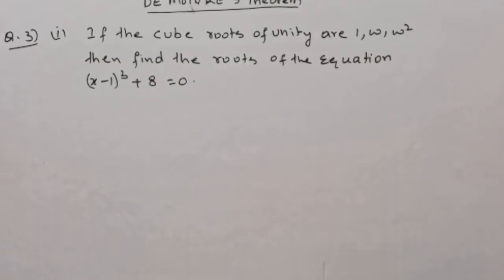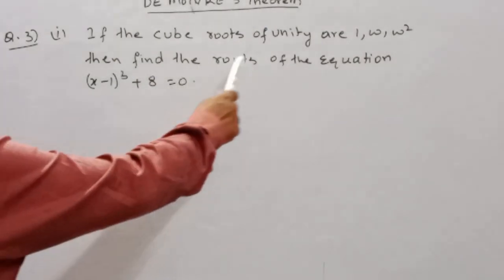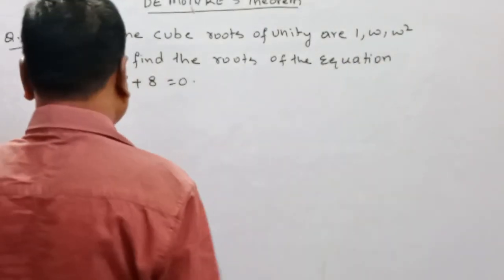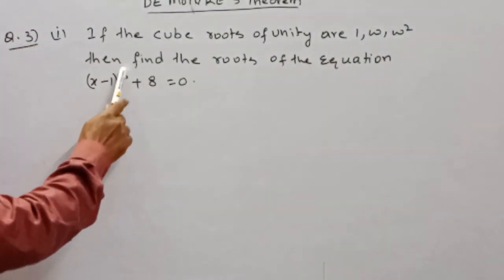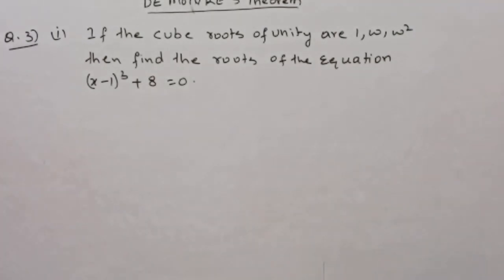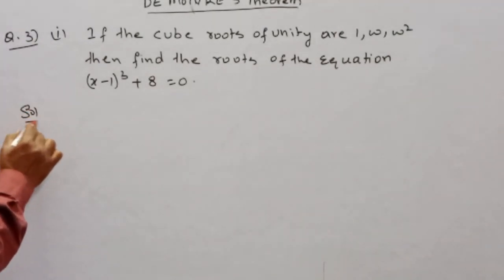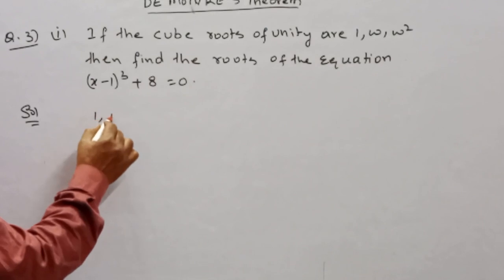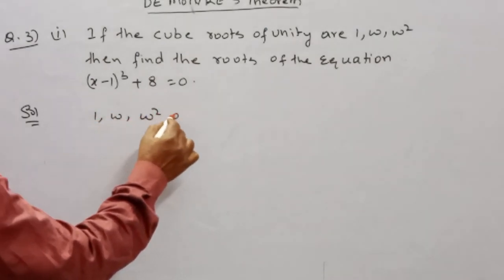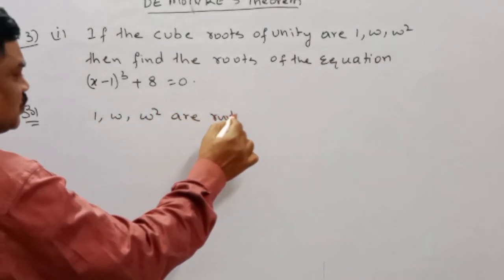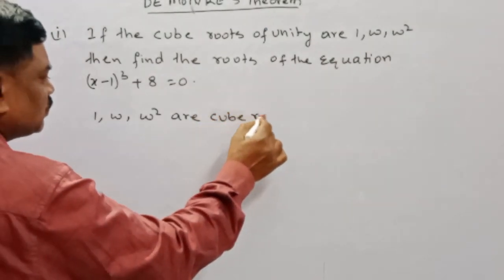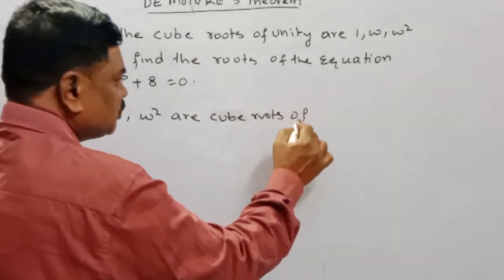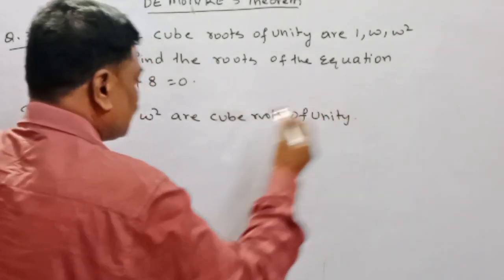We have the problem from Demoivre's theorem. If the cube roots of unity are 1, omega, omega square, then find the roots of the equation (x minus 1) whole cube plus 8 equal to 0. Okay, all of you. Here we have given 1, omega, omega square are the cube roots of unity. Cube roots of unity. Okay, all of you.